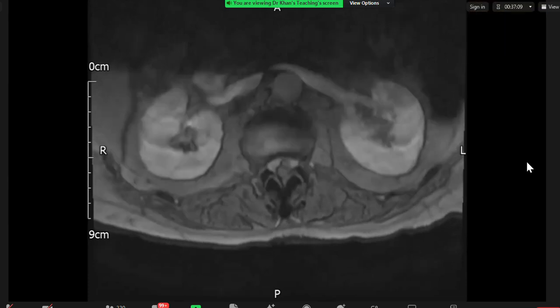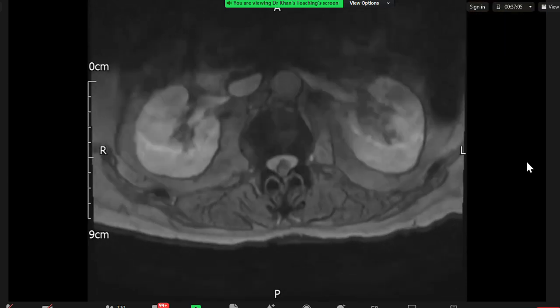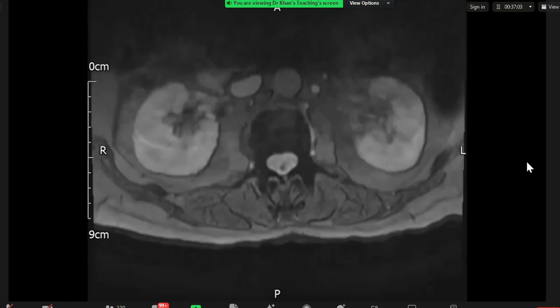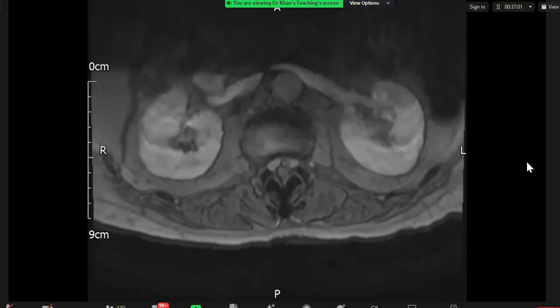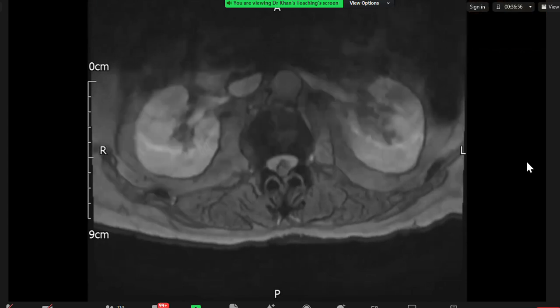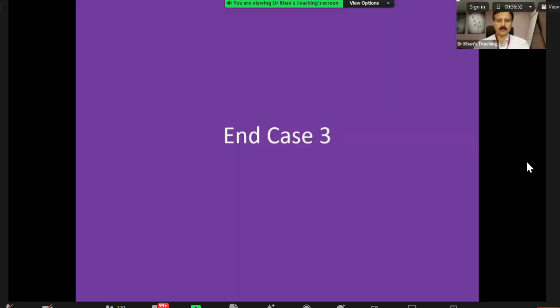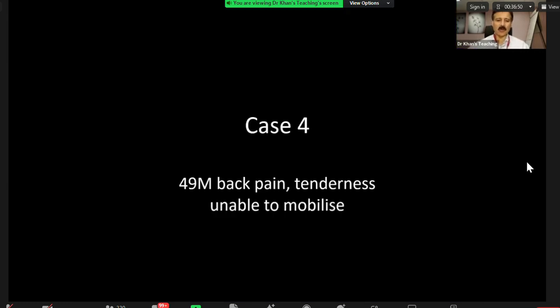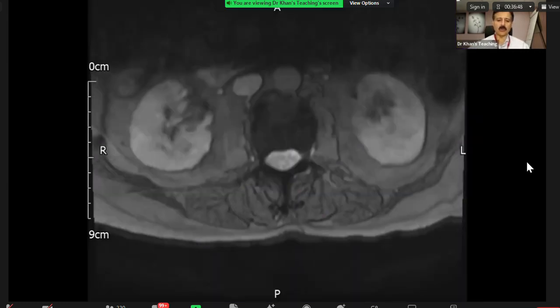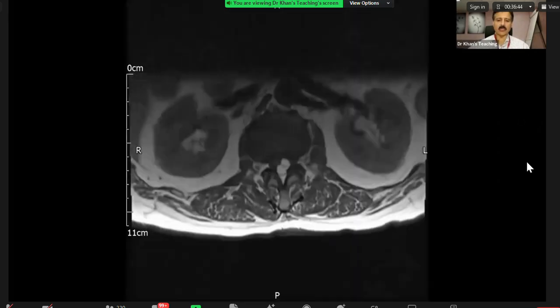Okay, and this is a T1 fat sat on this lesion. T2 star. Okay, I can see intermediate signal within this area. Please continue. So this was a gradient echo sequence, the last sequence. Okay. So what is your conclusion now?